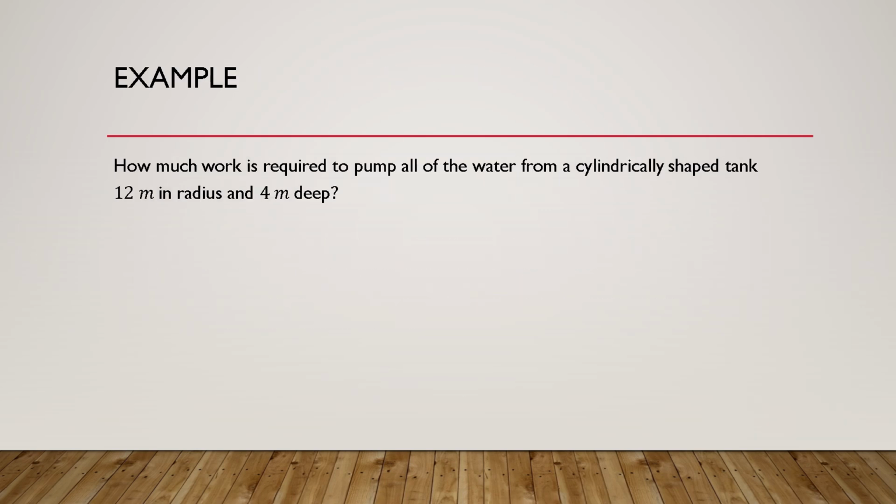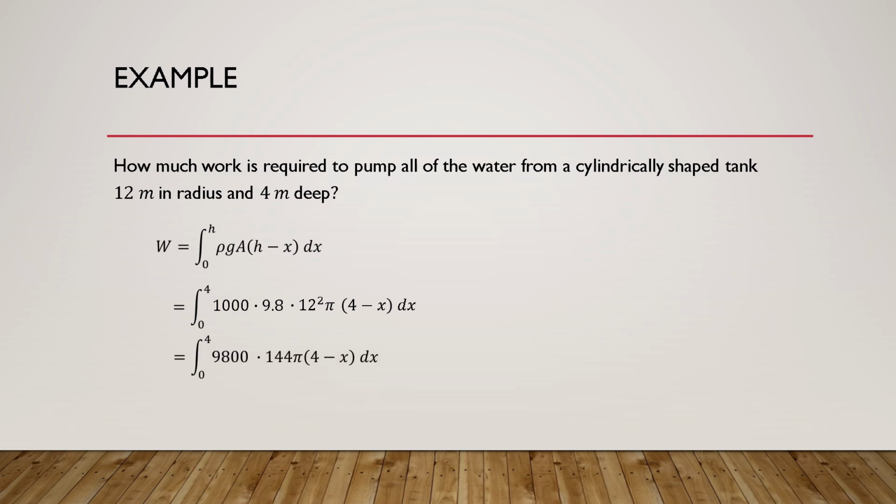As an example, how much work is required to pump all the water from a cylindrically shaped tank 12 meters in radius and 4 meters deep? We start with our integral and fill in the appropriate numbers. The density of the water is 1,000 kilograms per cubic meter. Gravity is 9.8 meters per second squared. And the area of the layer of the volume is 12 squared times pi. And the varying height of the water level is from 0 to 4 meters, or the integral from 0 to 4 of 9800 times 144 pi times the quantity of 4 minus x dx.